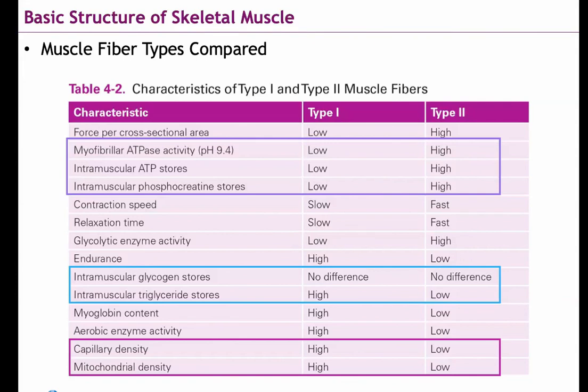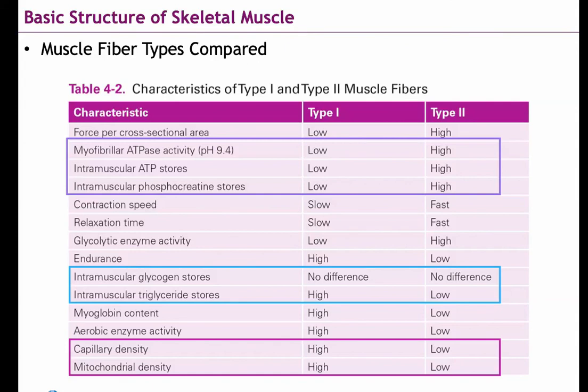They can both store the same amount of glycogen, but look at fat stores. Fat stores are higher in our type 1 fibers, but think about it, they use oxidative metabolism, which can metabolize fat. So of course, it makes sense that fat is going to be higher in type 1 fibers if it's an oxidative fiber. But type 2 has a low amount of fat stored in it because it only uses glycolysis, which is pretty interesting. And then look up here at ATP stores.